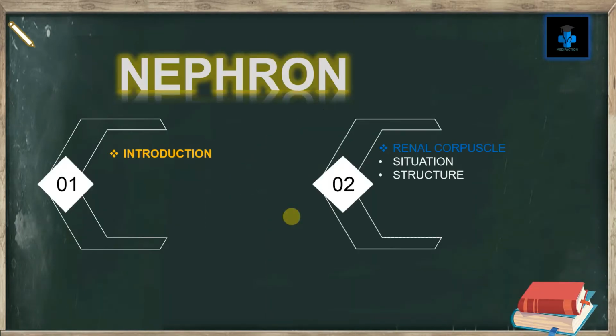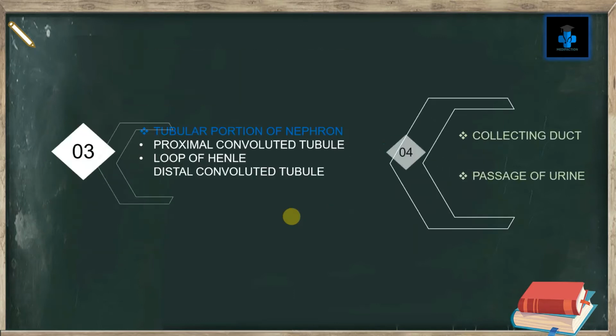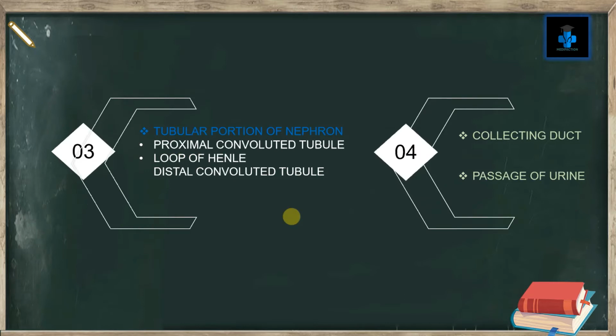So in this video, I'm going to enumerate an introduction about the nephron, followed by the renal corpuscle, in which we will discuss the situation, classification of nephron, and structure of nephron. Also, we are going to talk about the tubular portion of nephron, in which we will define the proximal convoluted tubule, loop of Henle, distal convoluted tubule, and also the collecting duct, and at last we will end this session with passage of urine. Let's begin.